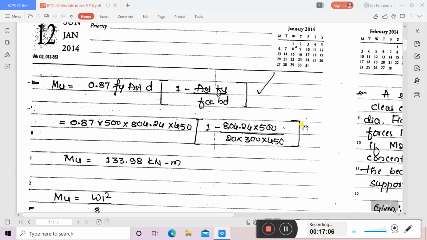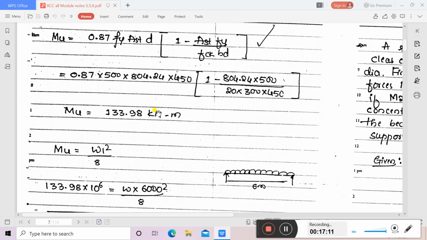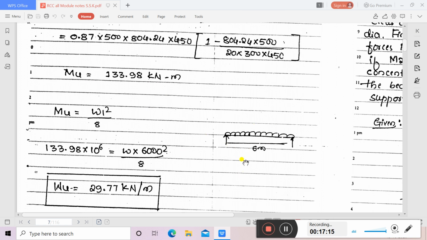Okay, if it is simply supported, you are getting a moment of 133.98 kilonewton meter. You treat this 6 meter as the effective span of the beam, because he has not given anything. Whether it is a clear span or effective span, whatever span he has given will be treated as the effective span of a beam.